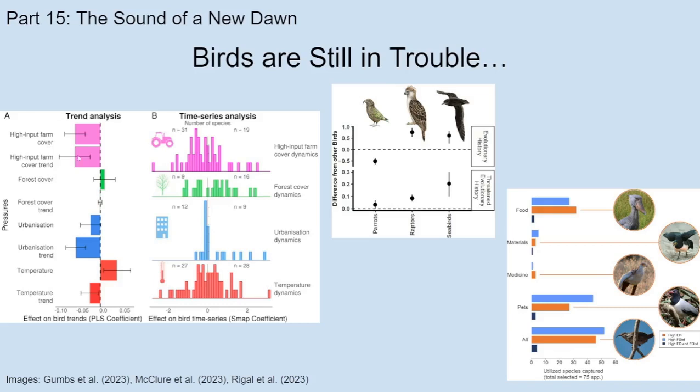And so what they found was that most of these activities had a negative effect on bird populations, and so they're all concentrated on the negative side of the chart here. So farm cover, urbanization, and temperature trends all had a negative effect on bird populations, which is not a huge surprise, unfortunately. Whereas the trends in forest cover did not have a major effect, whether positive or negative, on overall bird populations. And out of the three negative effects, the one that had by far the biggest effect was the change in farm cover, shortly followed by the trend in urbanization.